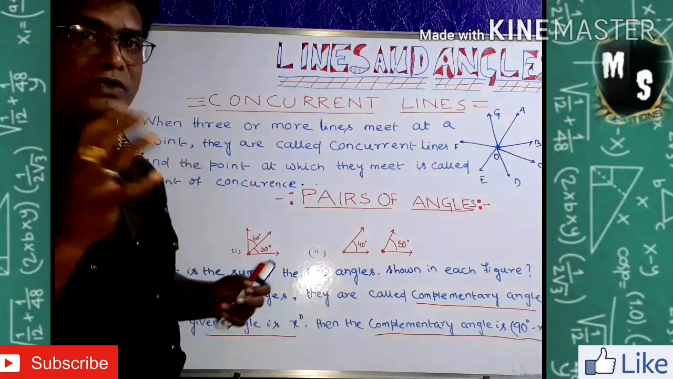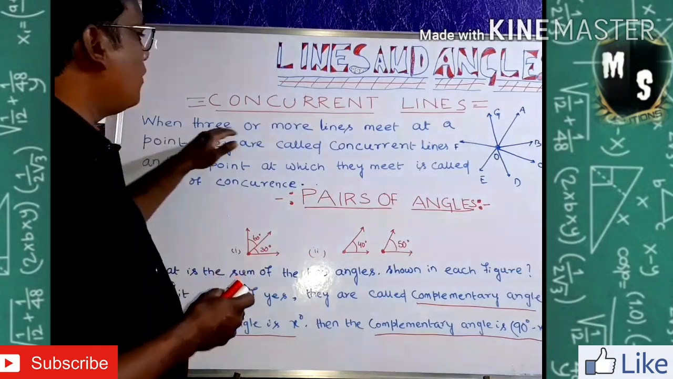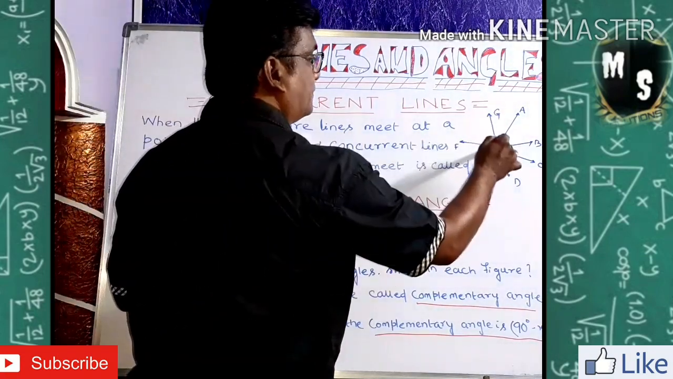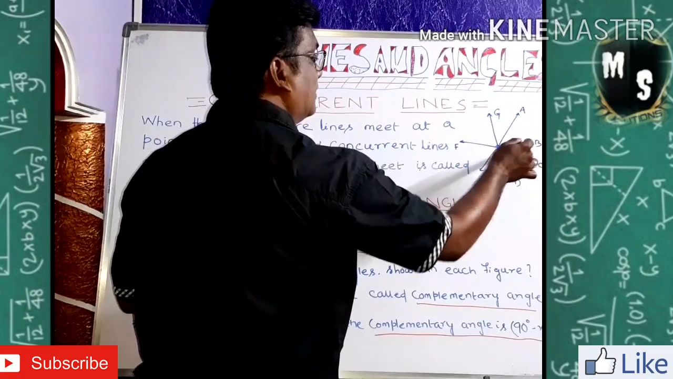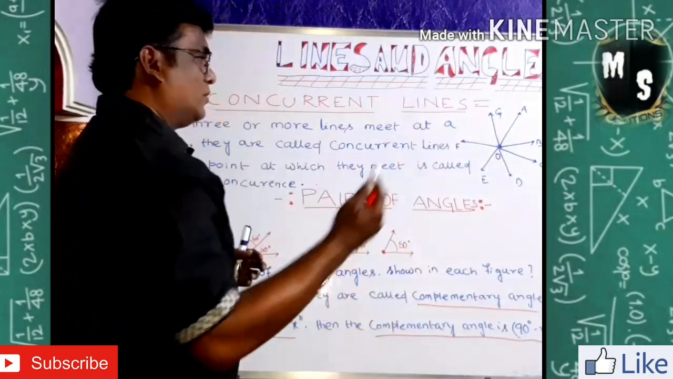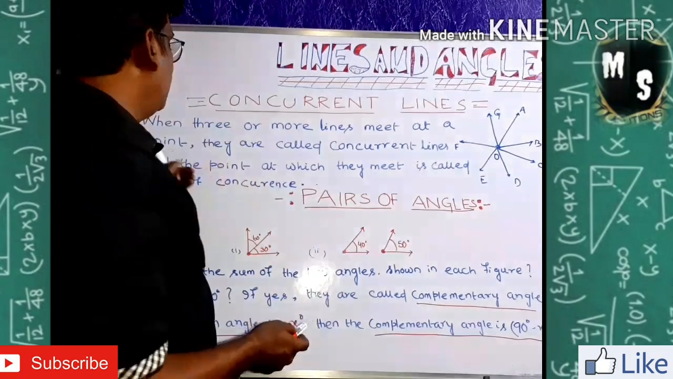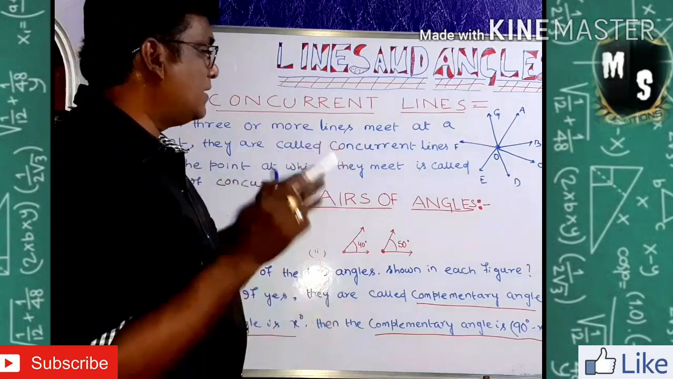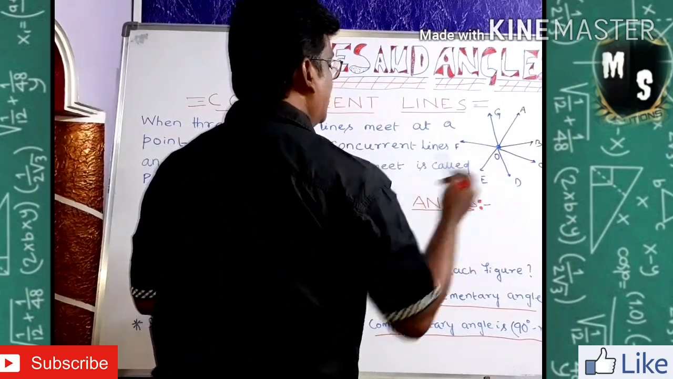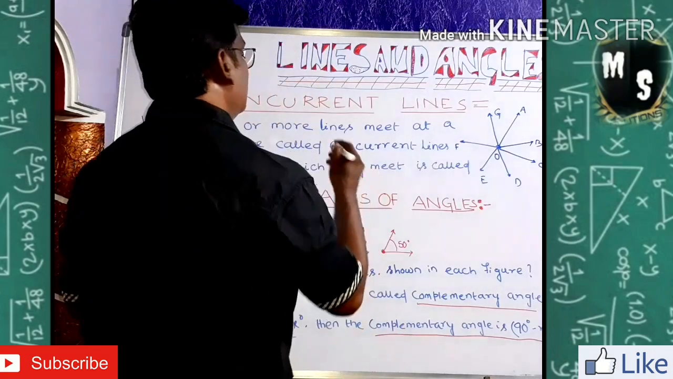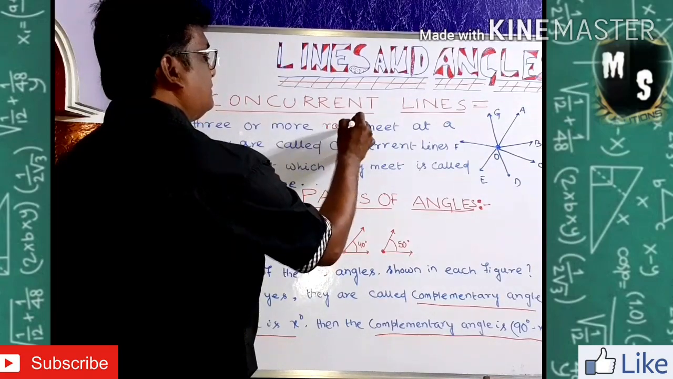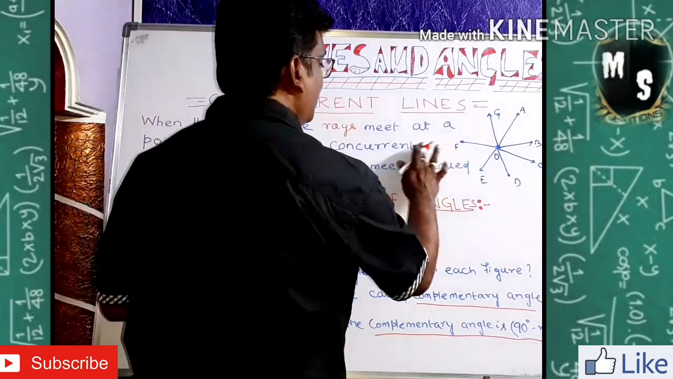See the definition of concurrent lines. When three or more lines meet at a point, one line, that means ray, another, they are coming to meet at one point. Then these rays, OA, OB, OC, you write here rays, three or more rays. Rays will be most appropriate here.